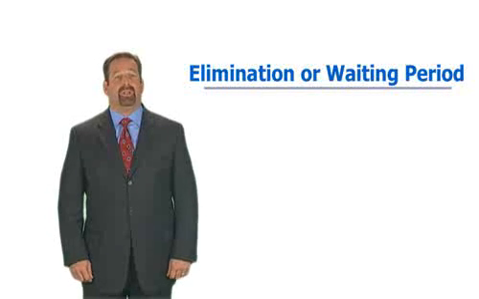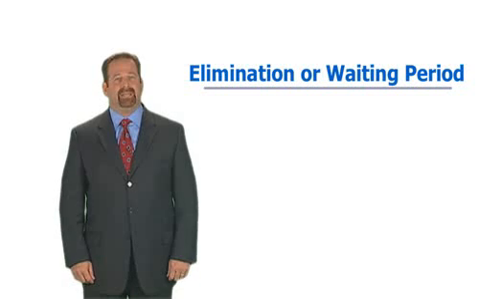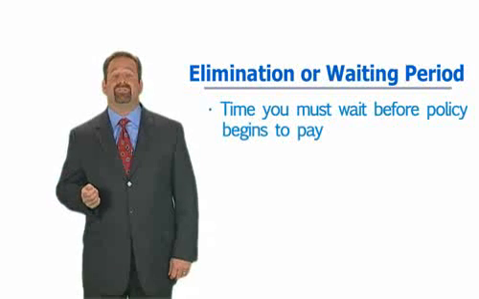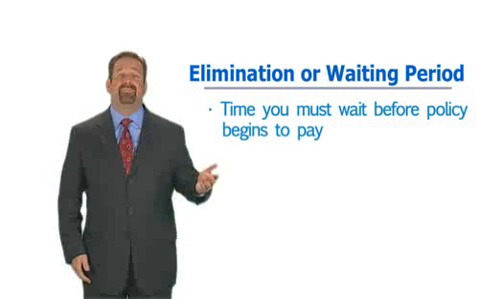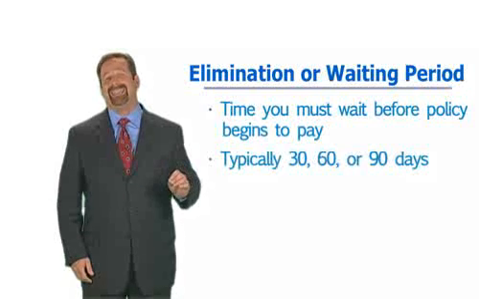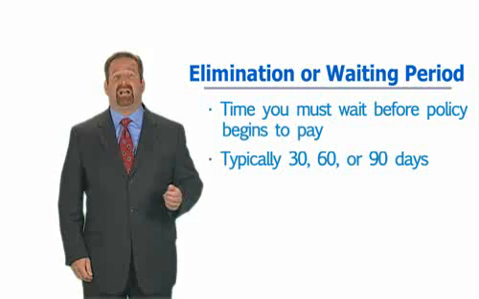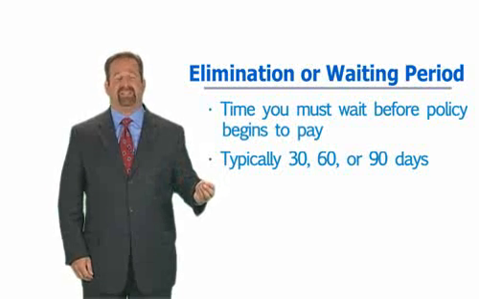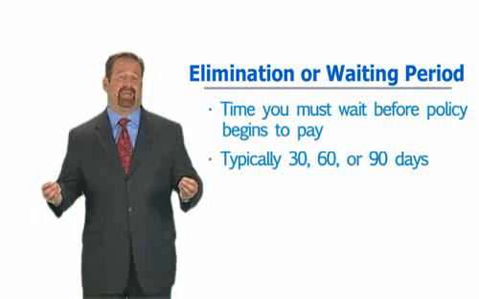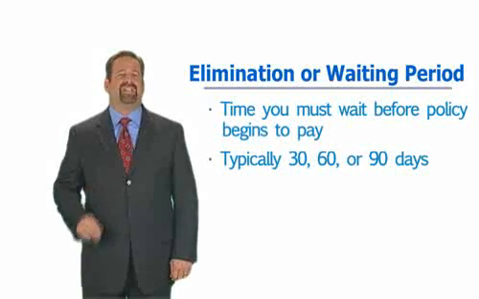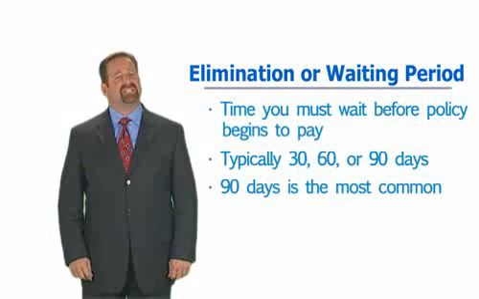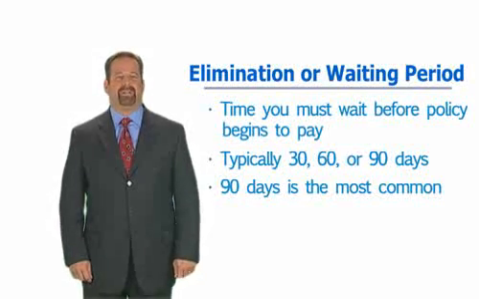The second variable is how quickly does the policy pay? Does it pay after you've been sick or injured for 30 days? Does it pay after you've been sick or injured for 60 or 90 days? That's called the elimination period. That's the amount of time that needs to elapse from the onset of the disability until you get paid. Most people choose a 90-day elimination period because it's less expensive than the shorter waiting periods.